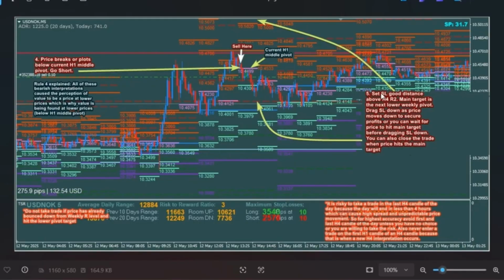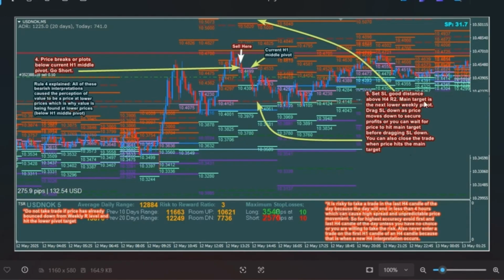Okay? So the stop loss, you see the arrow pointing here, is going to be set above the H4R2. This is the H4R1 here. Okay? And the H4R2 is much further up, but it's not shown in this screenshot. Okay? But if you zoom out, you'll see that the H4R2 is much further up. So you would place the stop loss a good distance above the H4R2.